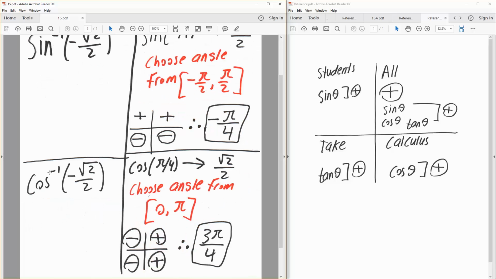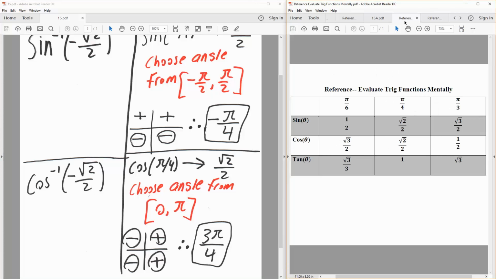So we have cosine inverse negative square root of 2 divided by 2. So we need to think, how can we get square root of 2 divided by 2? What value of cosine would give us square root of 2 divided by 2? And so this is something we need to have memorized, this table. Traditionally, you will solve inverse functions for these angles. And so we have square root of 2 divided by 2. So that's going to be cosine pi over 4. So pi over 4 would give us square root of 2 divided by 2.